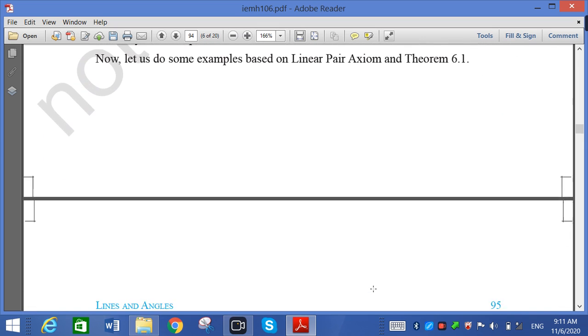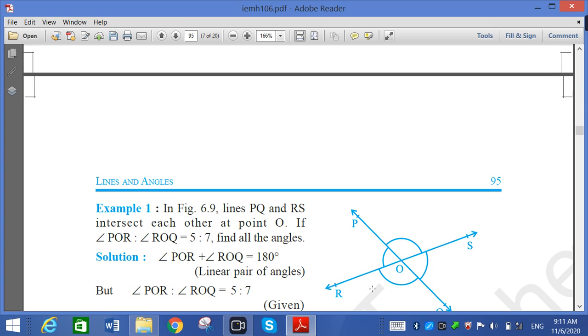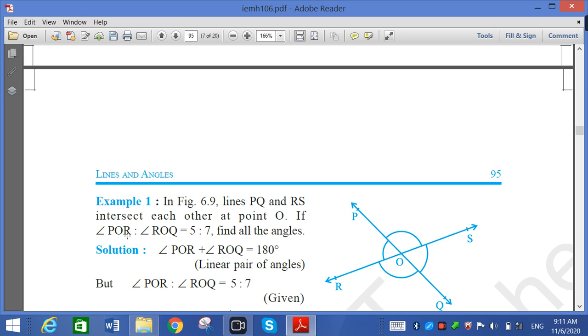Now based on sum. Here a different way is given, but we have to solve by a different way. Don't do it the way it is solved here. We will do it the way I show. Figure is there. So we know that two linear pairs are there. Now we have to see POR. So we can say it is 5x. ROQ, here we can say 7x. So it's a linear pair. So we have to say 180. So that is the given solution.